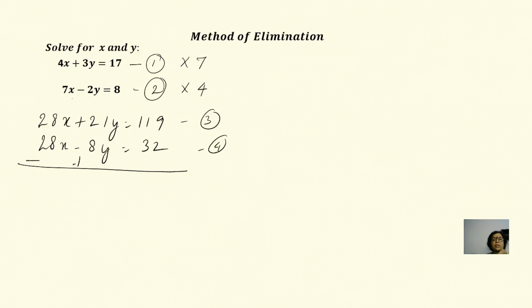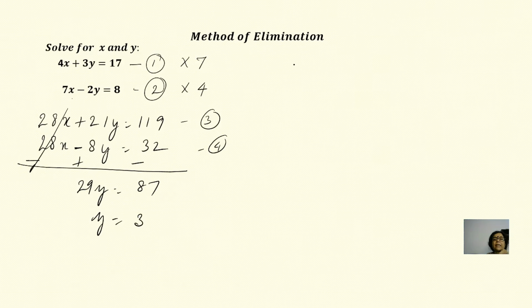Now we'll subtract these equations. When subtracting, the signs change. You have to keep in mind that when you're subtracting, all the terms of the equation written below will change their sign. So the x terms will get cancelled. This will become 29y is equal to 87. So y is equal to 3.